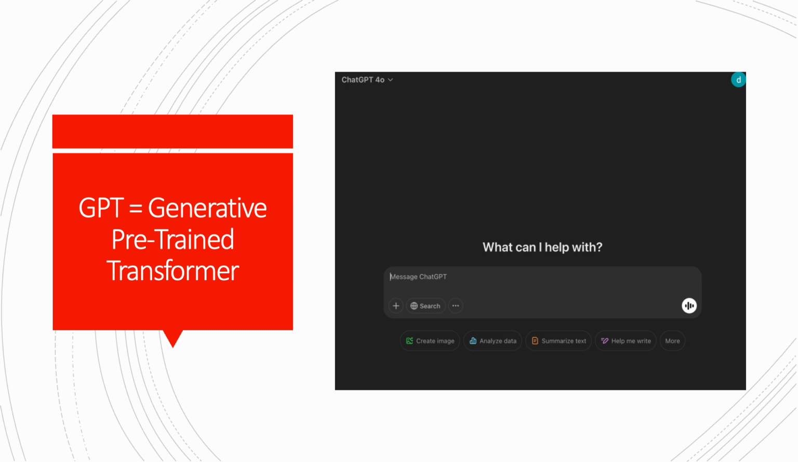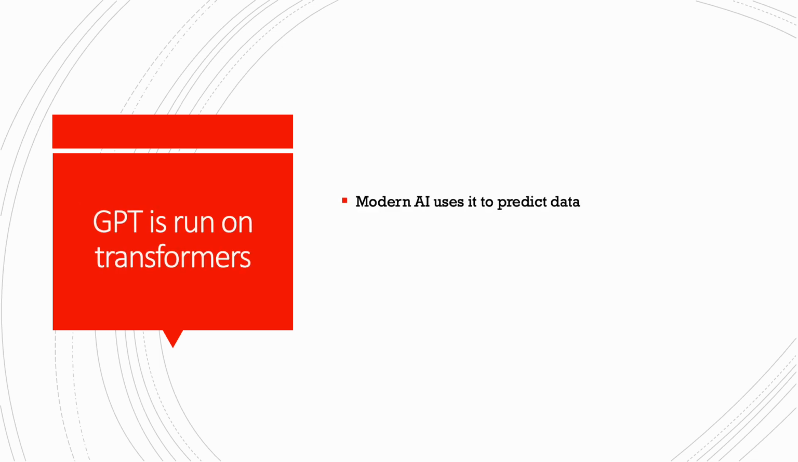So we're all familiar with ChatGPT, and the GPT portion of it stands for Generative Pre-trained Transformer. ChatGPT actually does run on transformers, and a lot of modern AI uses transformers to help predict data and learn how to do things that we want it to do.